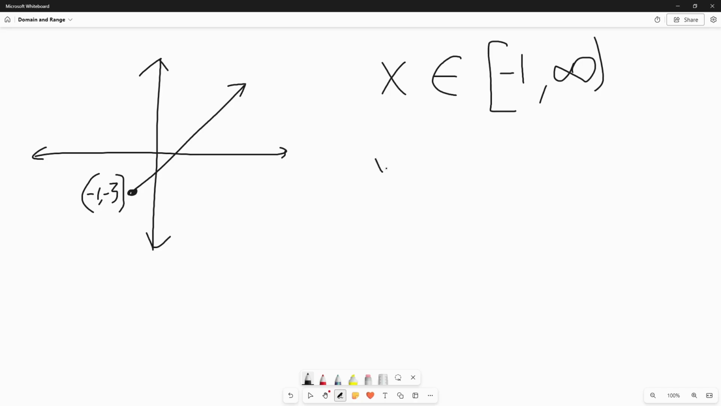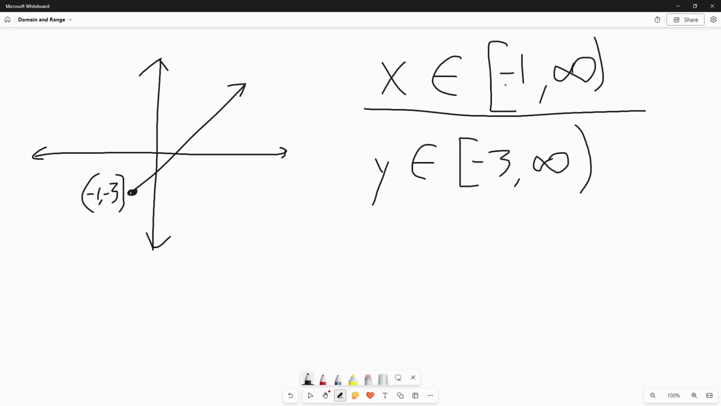And for y, we have to write the same symbol, exists in, square bracket, because -3 is included in this line, -3, infinity, because it also goes to infinity in the y coordinate, and parentheses. So x exists in -1, infinity is the domain of this function, and y exists in -3, infinity is the range of this function.